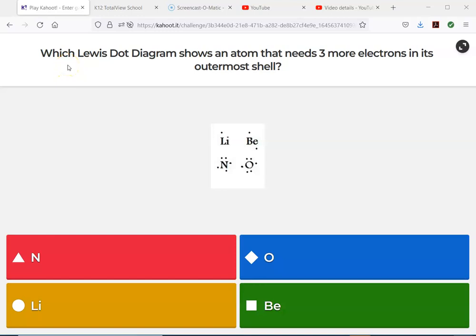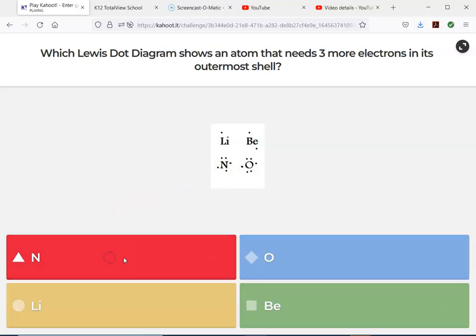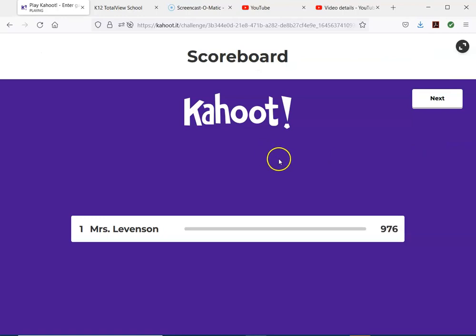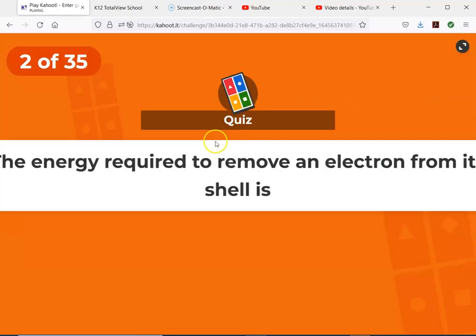Which Lewis dot diagram shows an atom that needs 3 or more electrons in its outermost shell? Well, remember, it needs 3 more. Remember the magic number? The number that is the most stable valence electrons is 8. And so if it needs 3 more, it must already have 5. That would be nitrogen. All right, I got it right. Here we go. So, next.